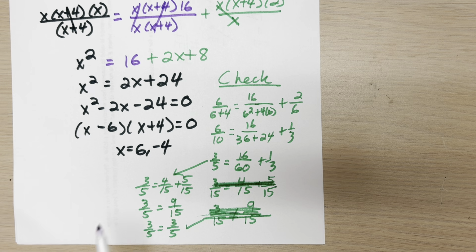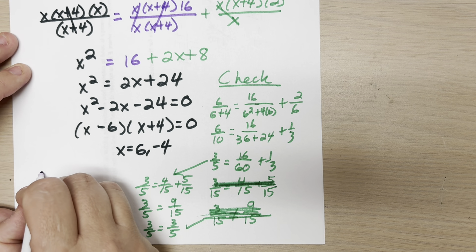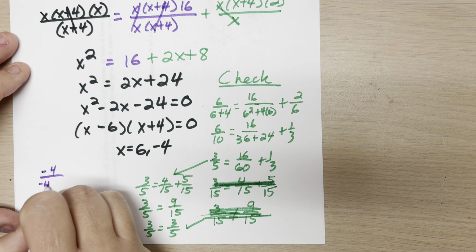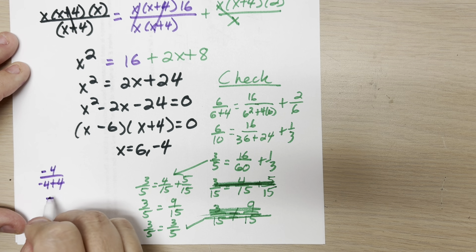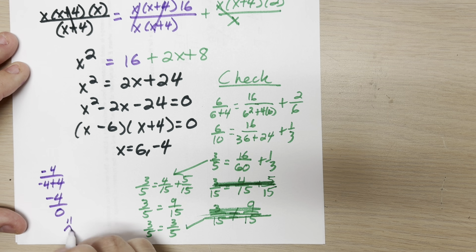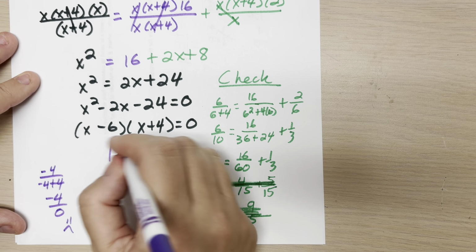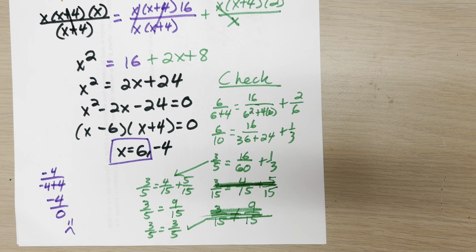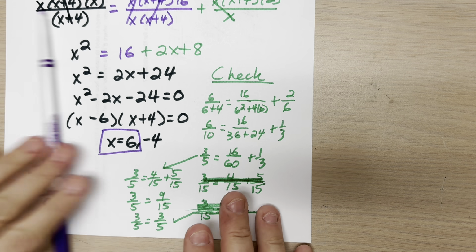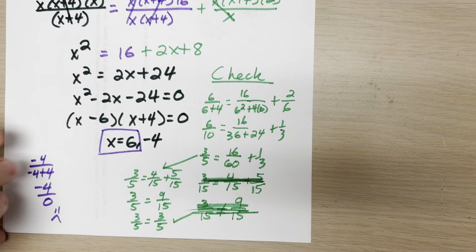Now if we try to put the -4 in, look at this. -4 over -4 plus 4. -4 over 0. No, that doesn't work. So x does equal 6. That's only one solution this time. Oh, that was so tricky. They almost got us.